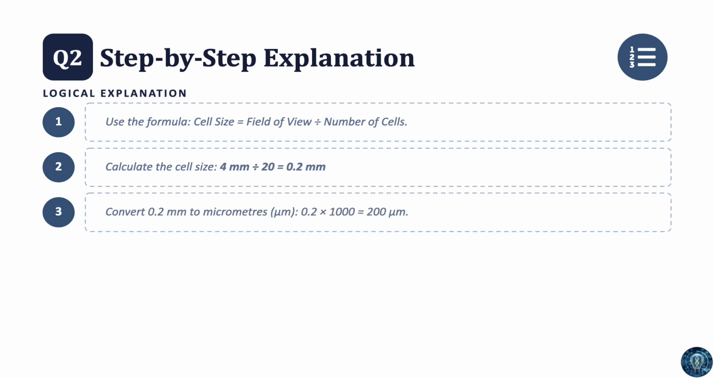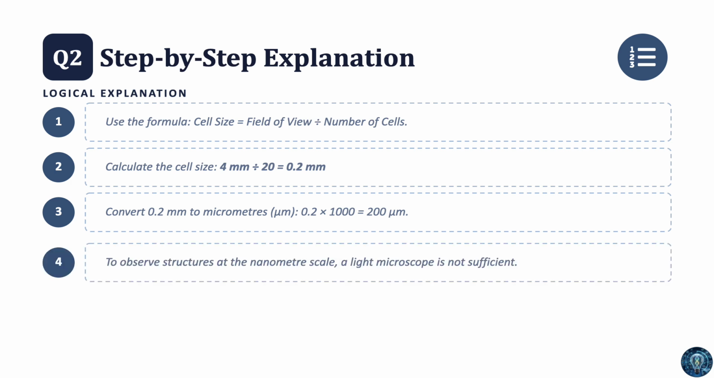But the question asks for the answer in micrometers. Since 1 millimeter equals 1000 micrometers, multiply 0.2 by 1000. That gives us 200 micrometers. Now let's look at the second part. The teacher wants to observe structures at the nanometer scale. A light microscope cannot resolve objects that small.